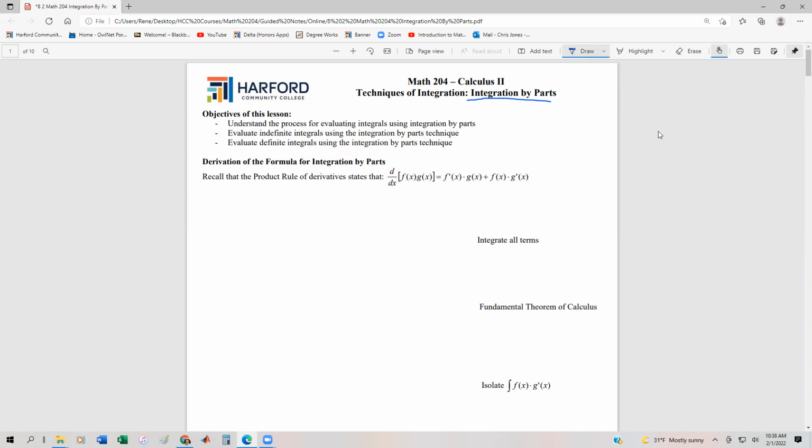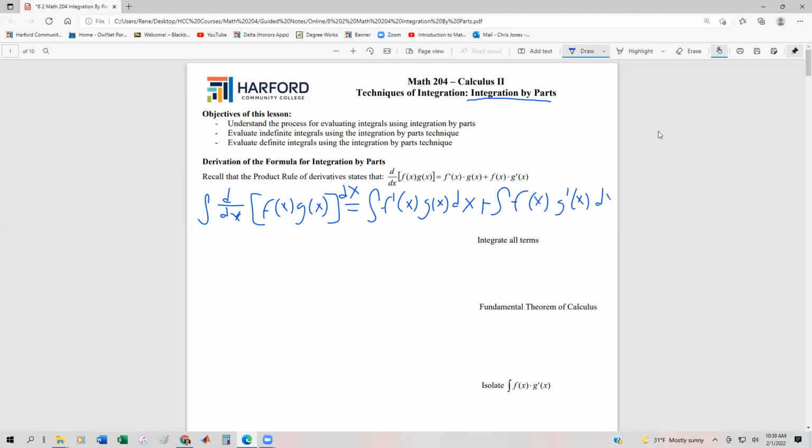Let's try to manipulate this formula to get to some sort of integration by parts formula. So what I'm going to do is integrate all of the terms. So I'm going to integrate d/dx of f of x g of x, and I'm going to integrate the right-hand side. I'm going to integrate these all with respect to x, so I'm just going to throw a dx in there as well. So the integral of f prime of x, g of x, dx, plus the integral of f of x, g prime of x, dx. So that's integrating all the terms.